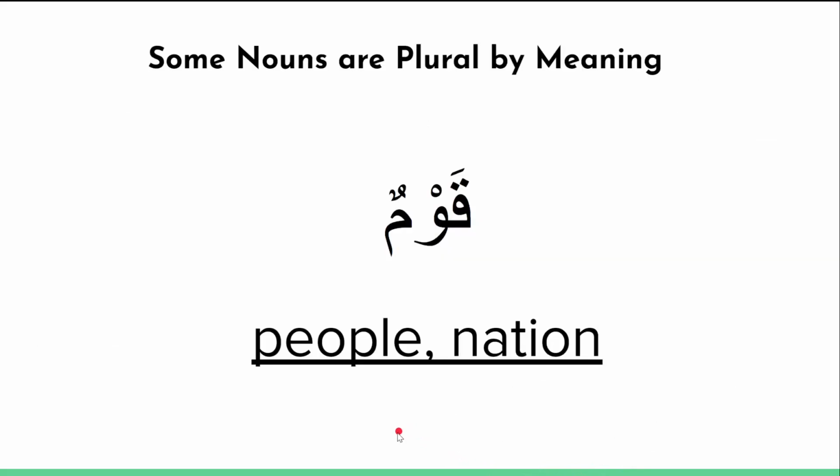And then there's a set of nouns that are just plural by meaning. So there's no singular version or plural version. There's just one word, and that word takes on plural grammatical rules. The most common example of such a word in the Quran is the word qawmun, which means a people or a nation. It's technically a singular word, but because of its meaning, which refers to a whole people, a whole group of people, it's going to take on plural adjectives, for example.